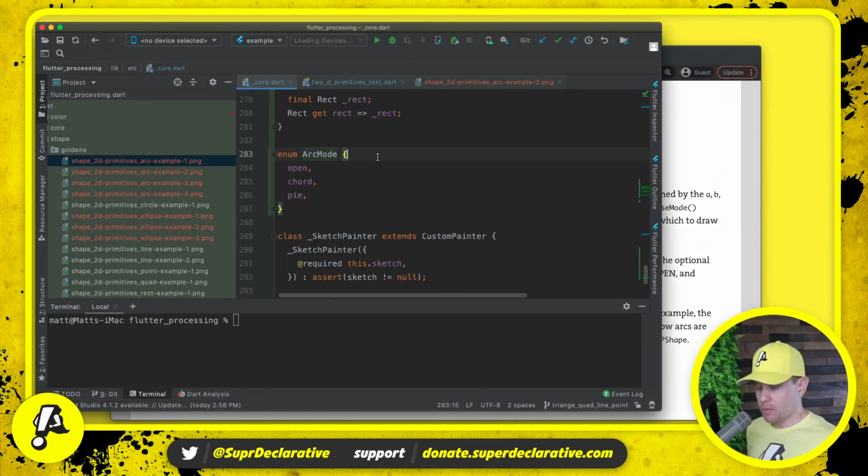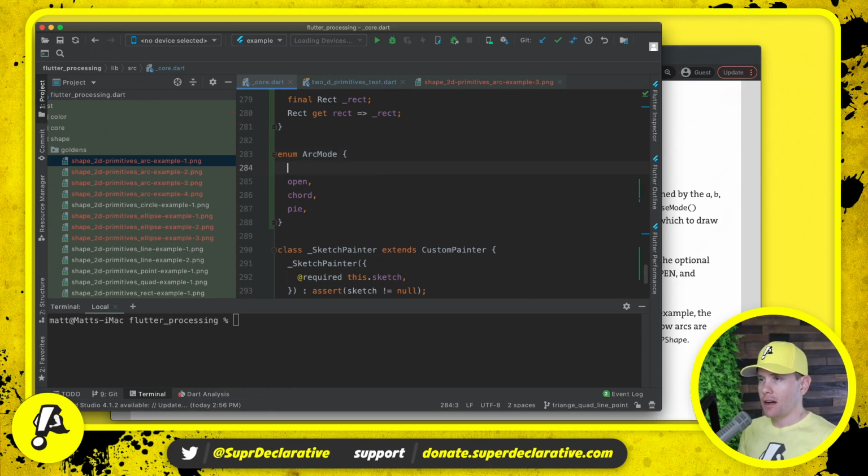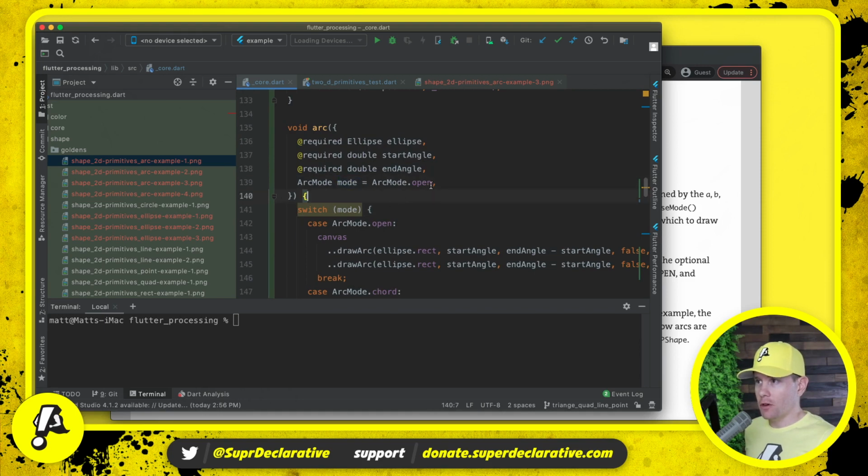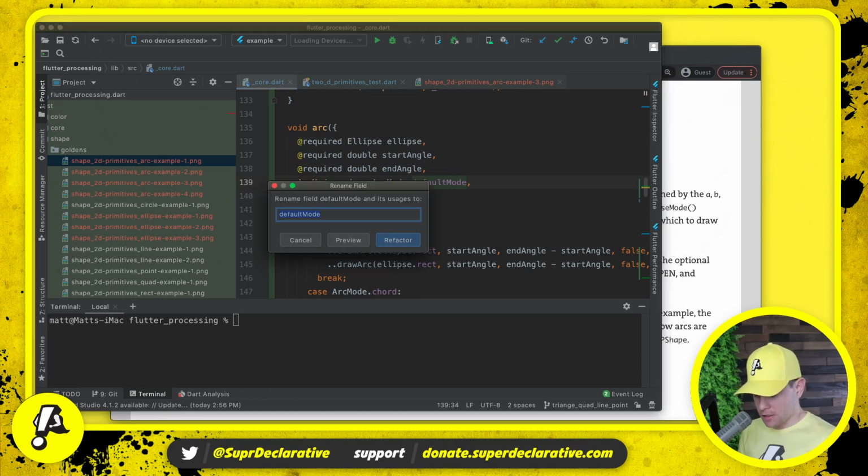What that means is that arc mode actually has a default mode. Ideally, I would call it default, but that's a reserved word in the language used in switch statements, so I will call it default mode. That also means that the default value for mode is not open, it is default mode. Or, to make this totally explicit, let's call this, what was it? It was open stroke pie fill.